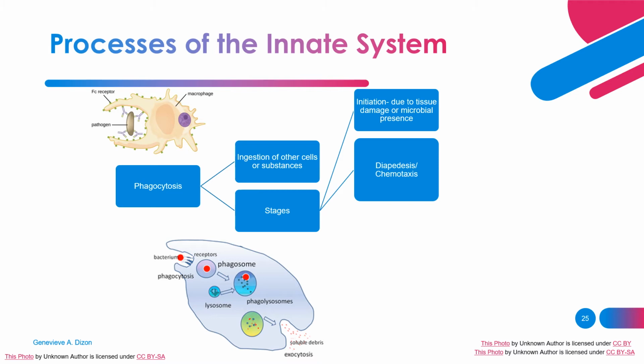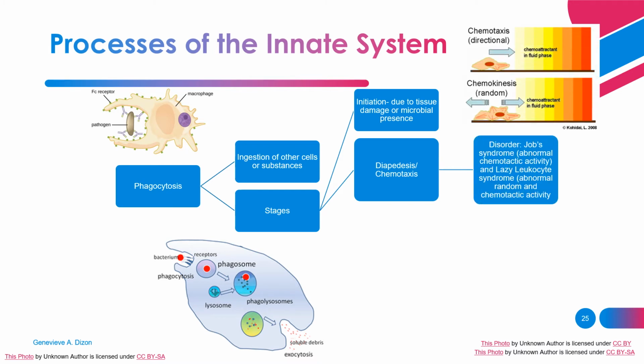But if there is an abnormality in any of these two, we can have disorders like Job's syndrome and lazy leukocyte syndrome. In Job's syndrome, there is an abnormal chemotactic activity. But in the lazy leukocyte syndrome, there is an abnormal random and chemotactic activity.